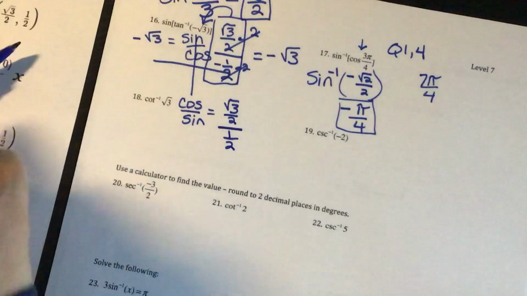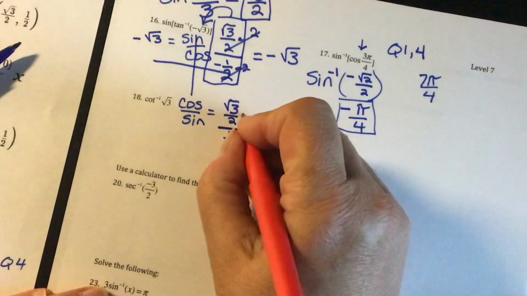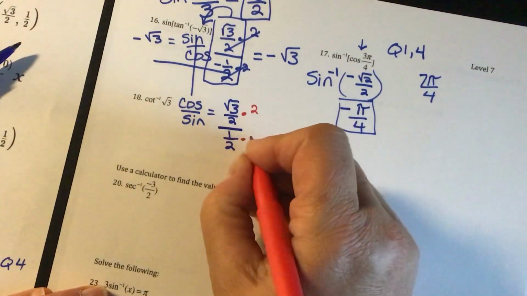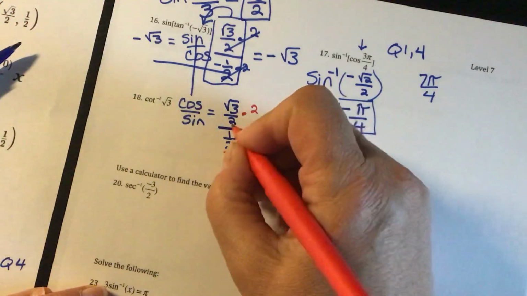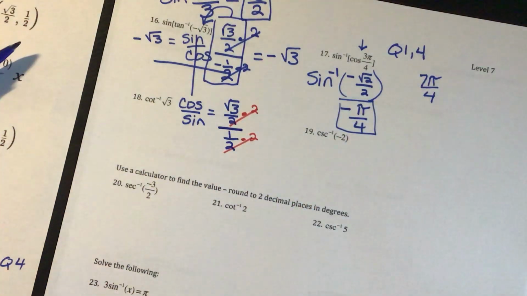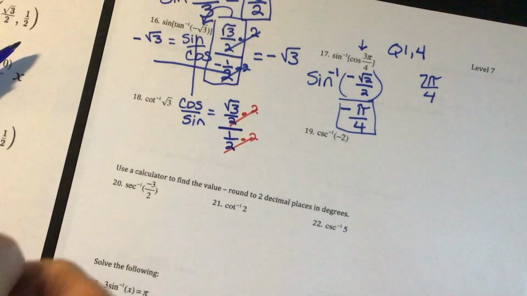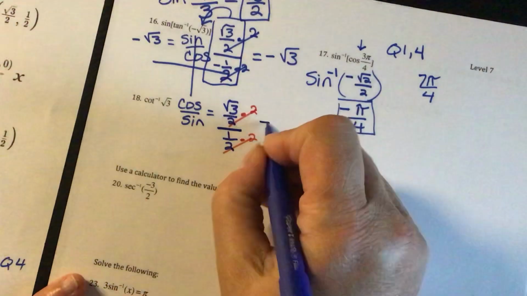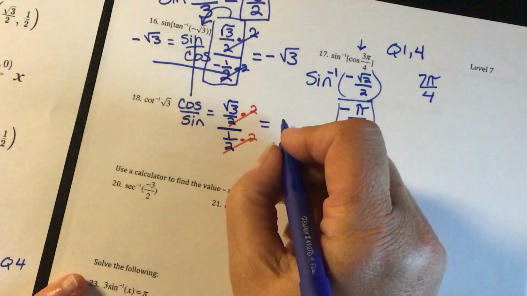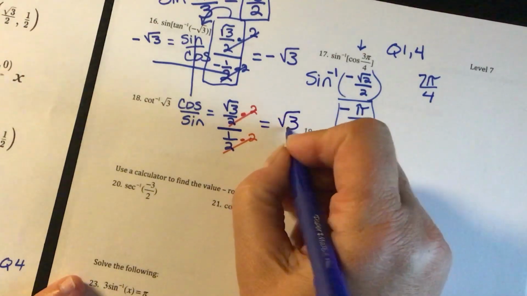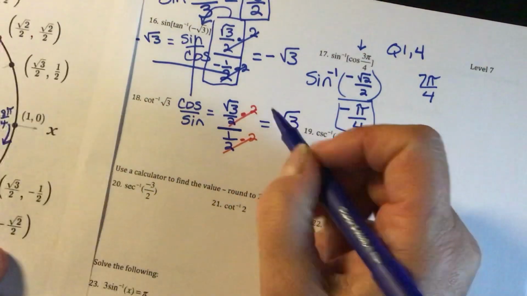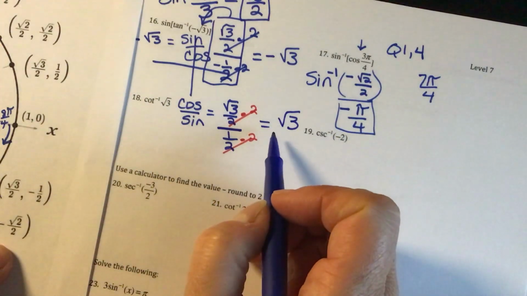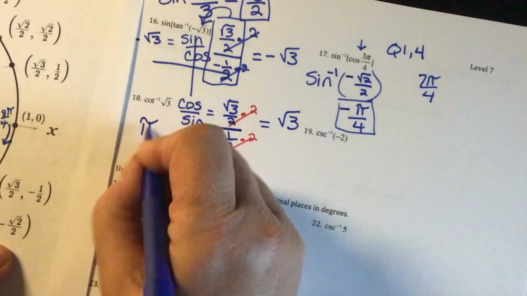And again, this is one where I can multiply the top and the bottom by 2, and those cancel, or I can multiply by the reciprocal. That's another way to think of that as well. But this gives me square root of 3. And the angle was pi over 6.